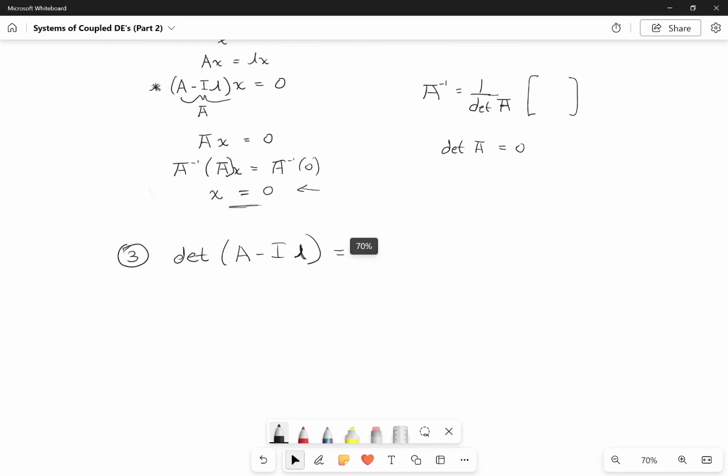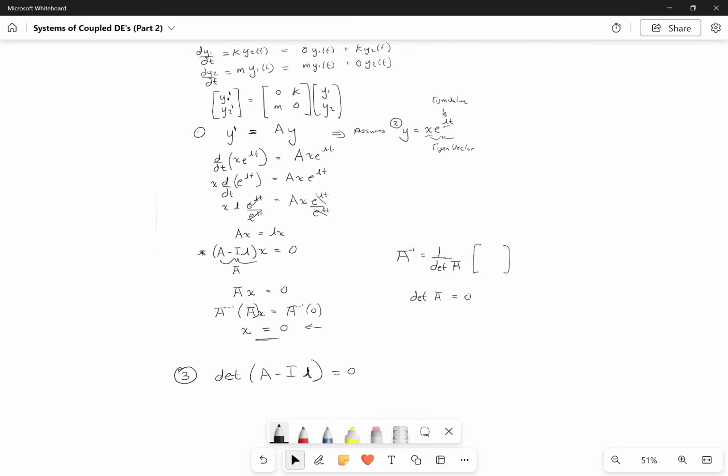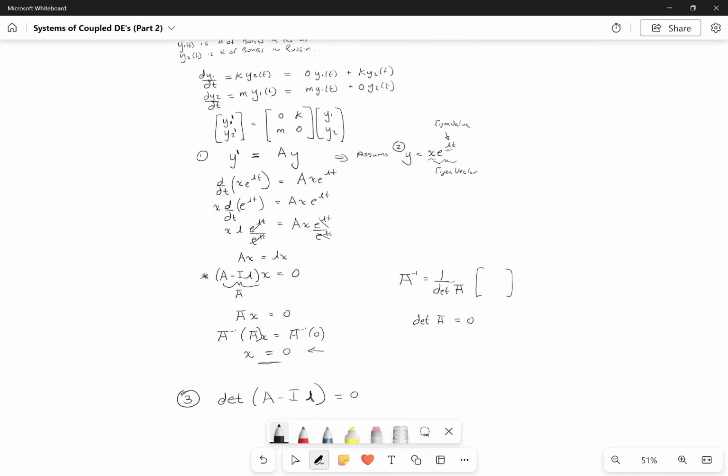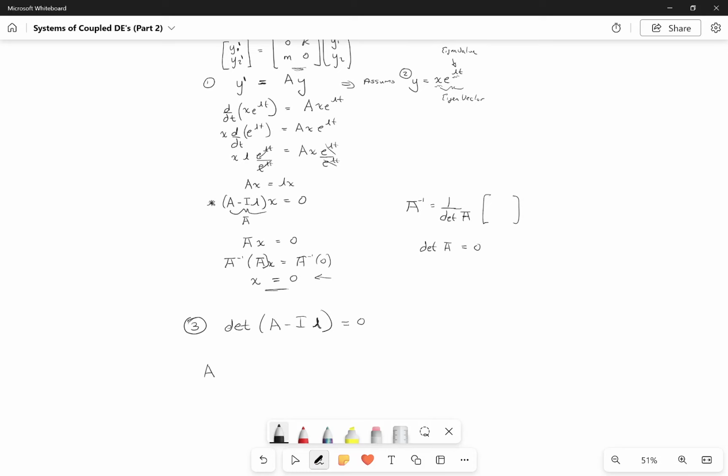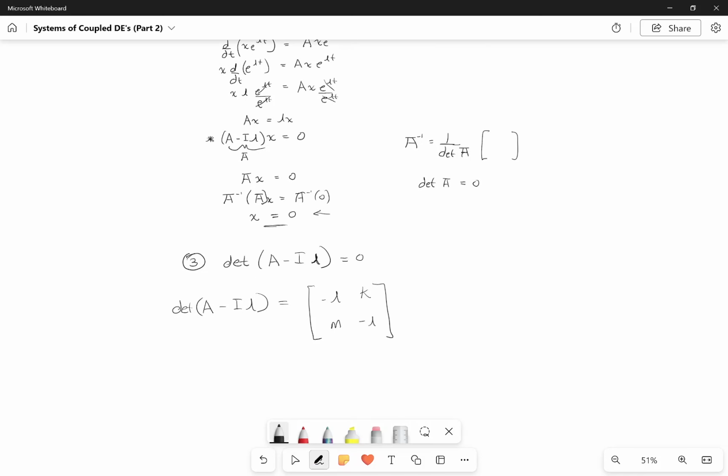Okay, so what do we have? We're going to grab our A and put lambdas across the center. Here's A over here. So A minus I lambda. The determinant of A minus I lambda: we put the minus lambdas across the diagonal. So minus lambda, put the k, put the m, put the negative lambda, stick it here. We want to indicate that it's a determinant, so all we have to do is put these vertical bars here. That means determinant.